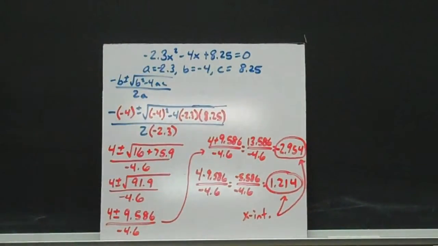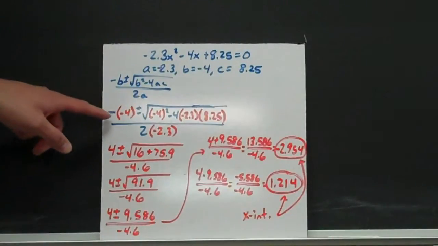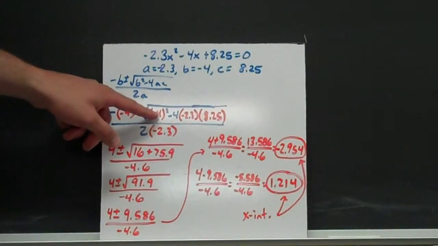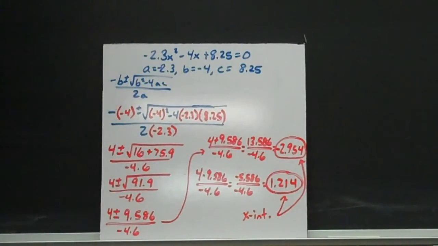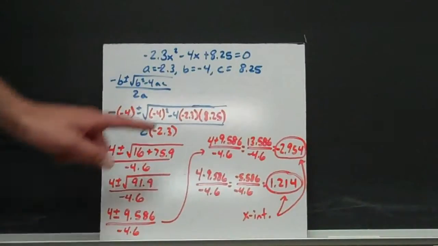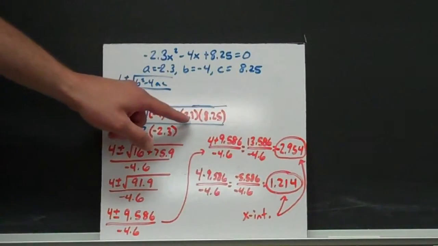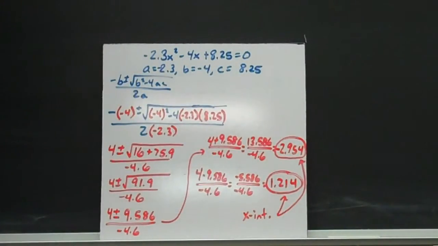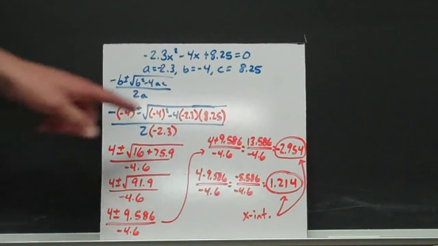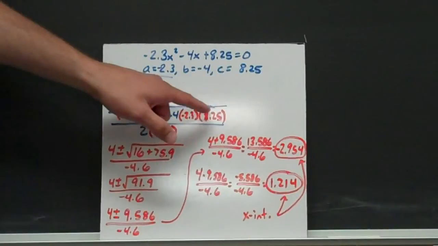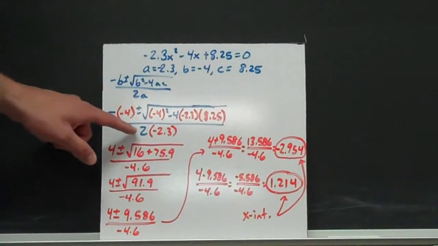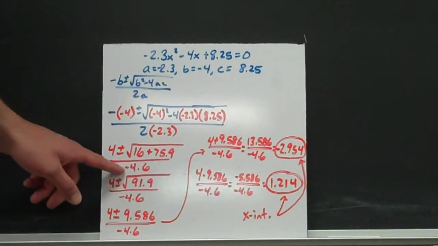We follow the same steps we followed on the last problem. The negative of negative 4 is positive 4. Negative 4 squared is positive 16. Negative 4 times negative 2.3 times 8.25 is 75.9, positive 75.9. So we're multiplying all three of these numbers together at the same time. On the bottom, 2 times negative 2.3 is negative 4.6.